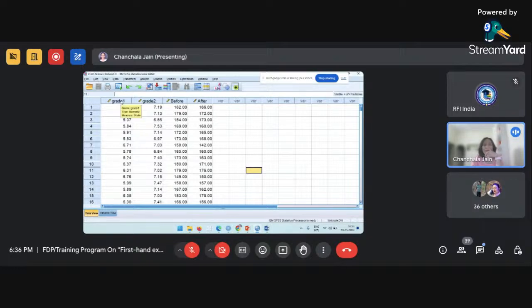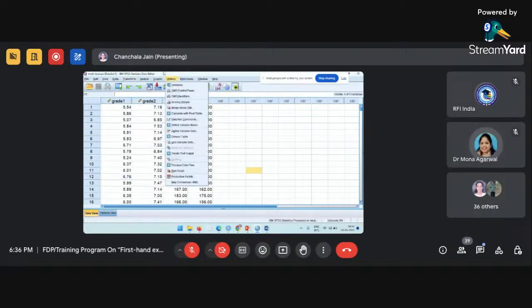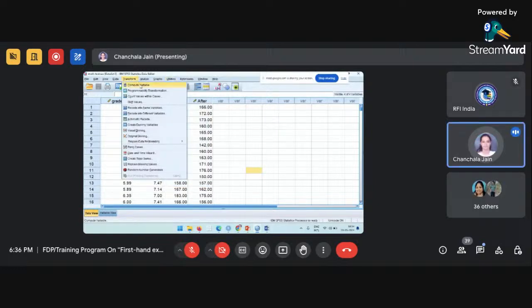To find the difference of the grade here in SPSS, you need to go to the Transform menu and then select Compute Variable. It is fine. You have located it. Everyone found it? Yes, ma'am. Okay, if you found it, you need to click on this.